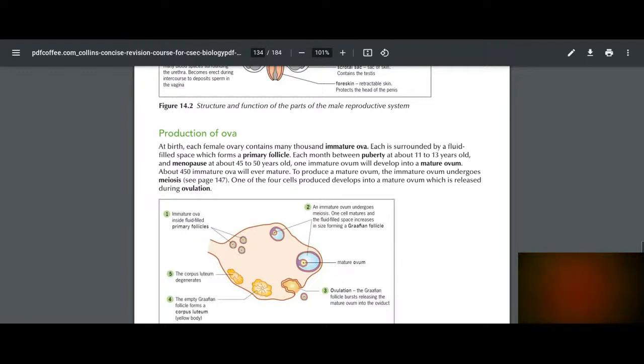To produce a mature ovum, the immature ovum undergoes meiosis. One of the four cells produced develops into a mature ovum, which is released during ovulation. So in order to produce a mature ovum, it has to undergo meiosis, because sexual reproduction takes place via meiosis, and asexual reproduction takes place via mitosis.